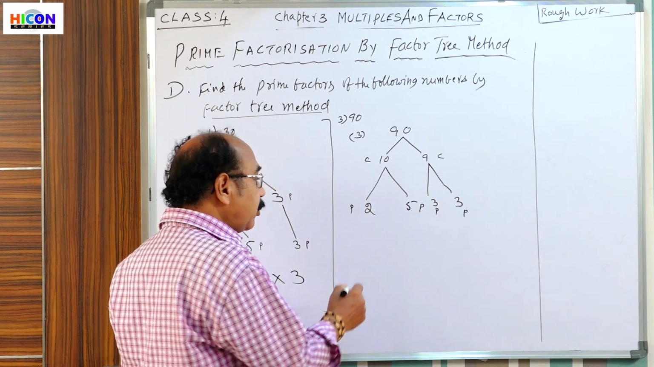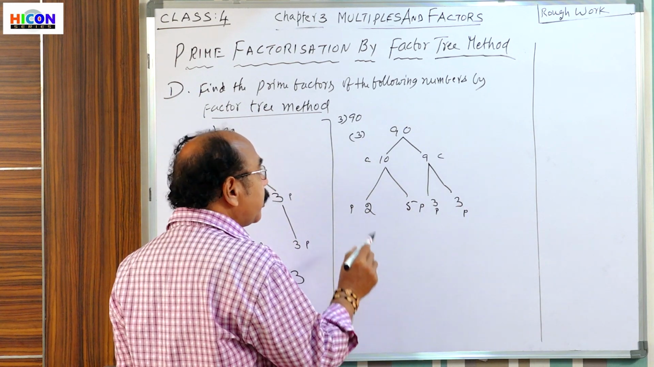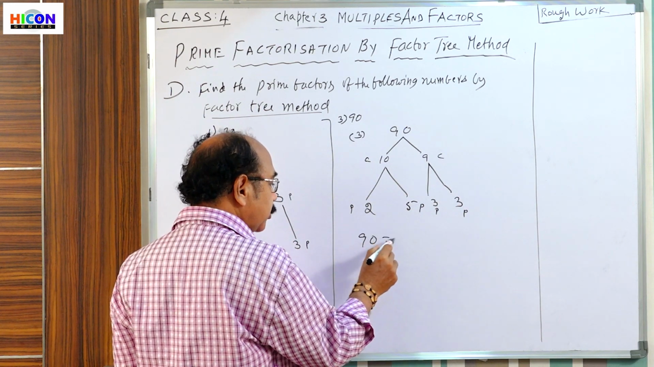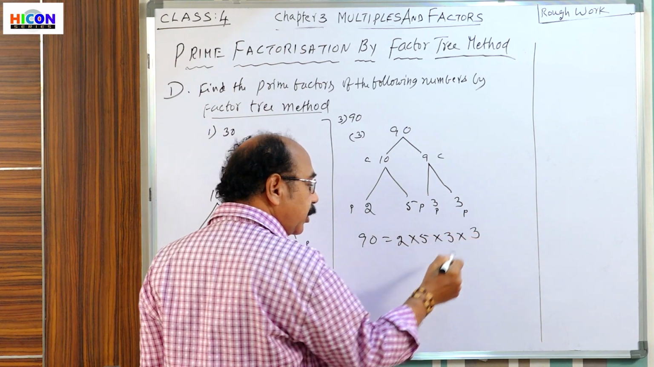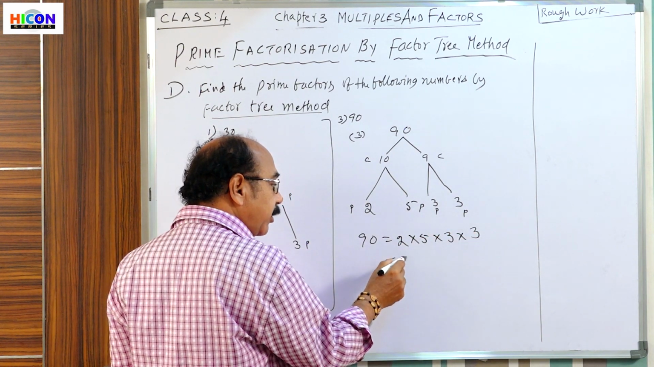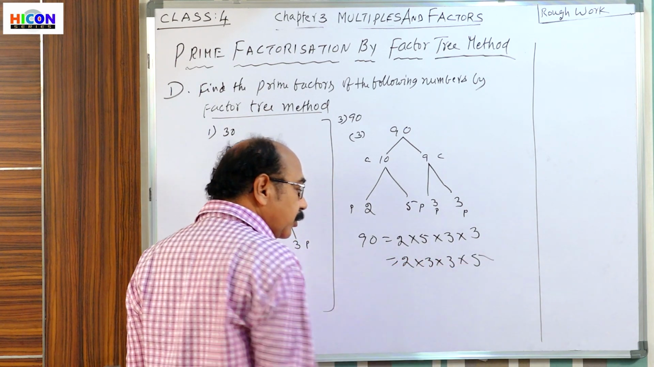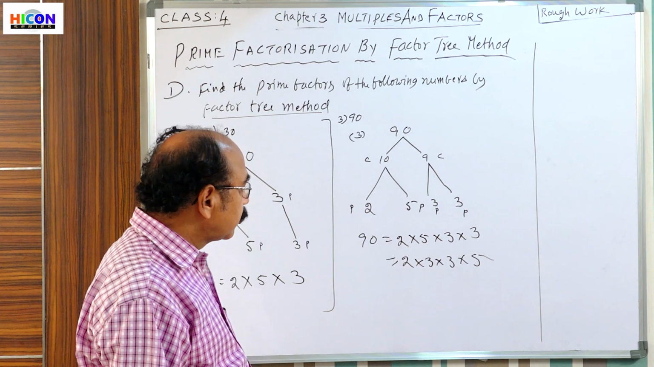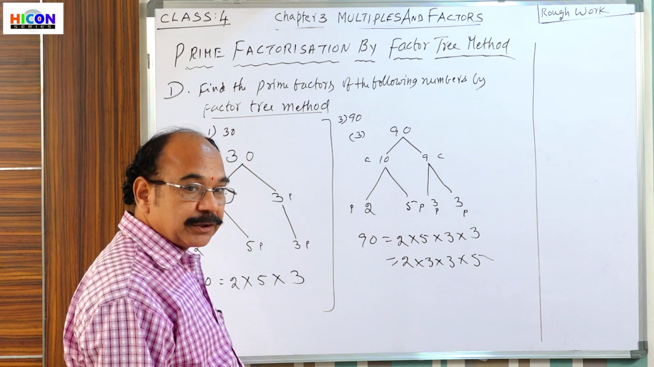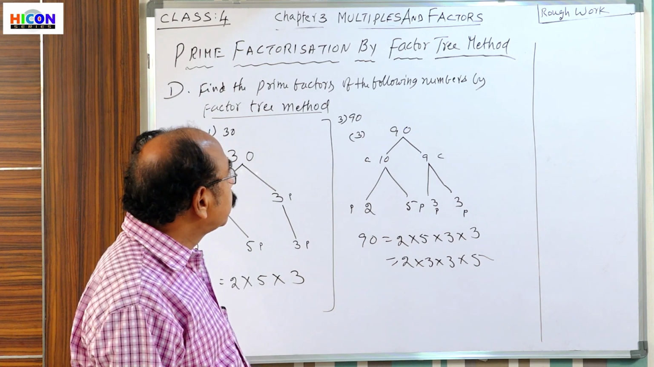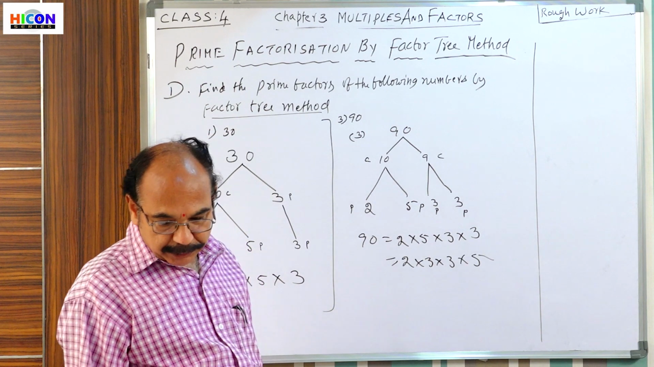Now in the last step observe: 2 prime, 5 prime, 3 prime, 3 prime. Therefore 90 can be written as 2 into 5 into 3 into 3. In order, you can write 2 into 3 into 3 into 5. So like this we can write the prime factorization of the given number, in the tree method, whose appearance is just like a tree.